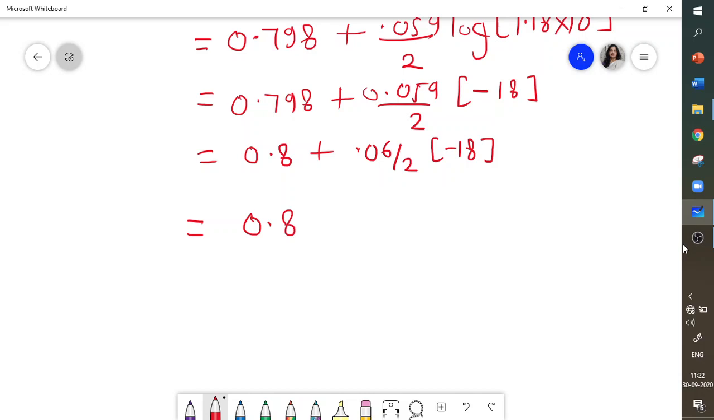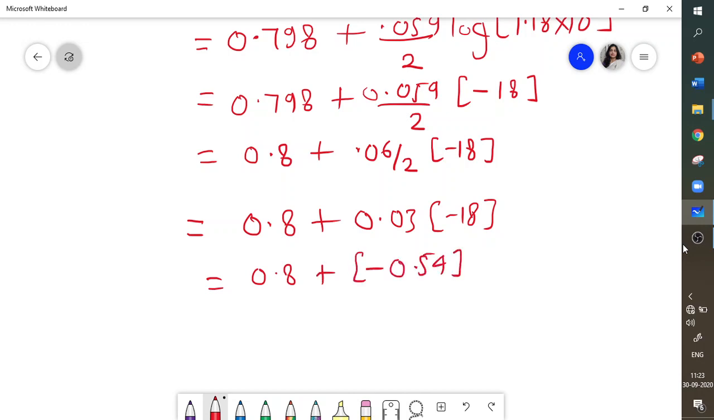So what will be 0.8 plus 0.03 into minus 18? 18 times 3 is 54, so it is 0.8 minus 0.54, so you deduct this. 0.8 minus 0.54 will become 0.26. So that is your E naught of calomel. That's how we can calculate.